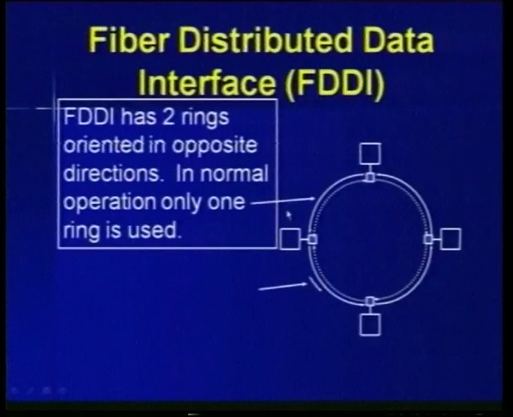Now if you look at the FDDI interface in terms of how physically the network is actually connected, let us look at what we have here. FDDI basically has two rings oriented in opposite directions. In normal operation only one ring is used. So we talk about what is called a dual ring scenario. Between the stations you have a ring-like setup, but you have two rings running between the different stations. One is called the primary ring, the other is called the secondary ring. In normal operation only one ring is used. The second ring is basically provided for fault tolerance purposes.